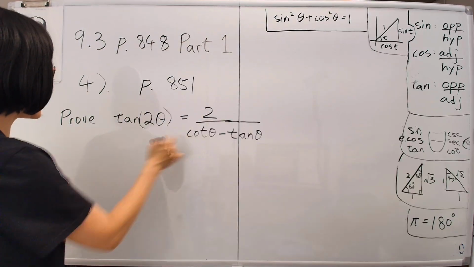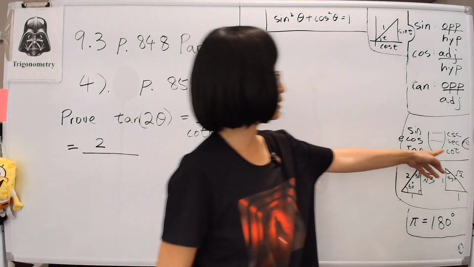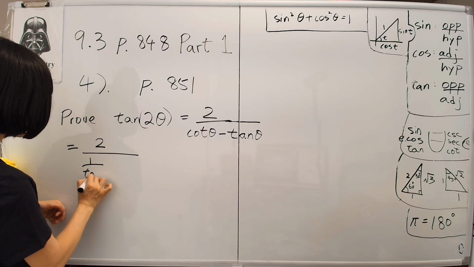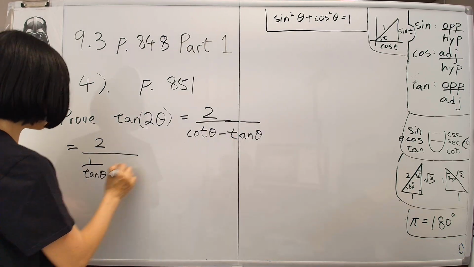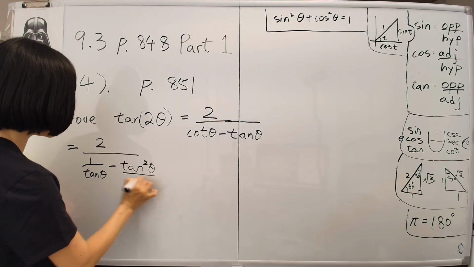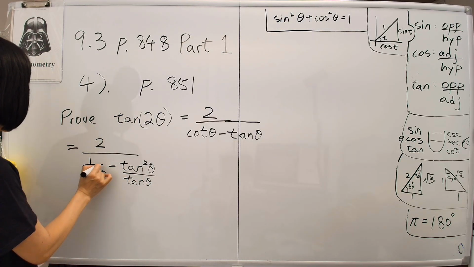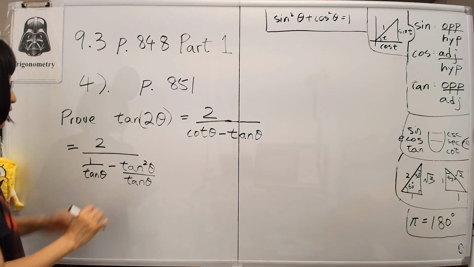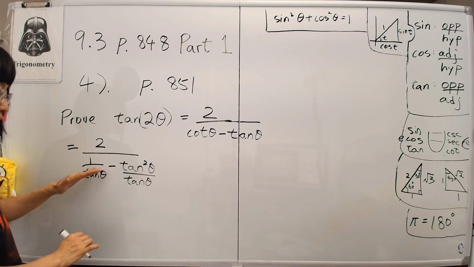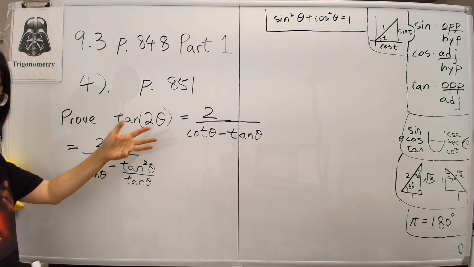This equals 2 over cotangent, which is defined as 1 over tangent. Cotangent is 1 over tangent, so I write it down right here: 1 over tangent theta. And then this side is minus tangent theta. I will write it as tangent squared theta divided by tangent theta. That way I have a common denominator here, which means I can make it into one fraction. So 2 is being divided by 1 minus tangent squared theta over tangent theta. This is one single fraction, and to divide by a fraction is to invert and multiply.